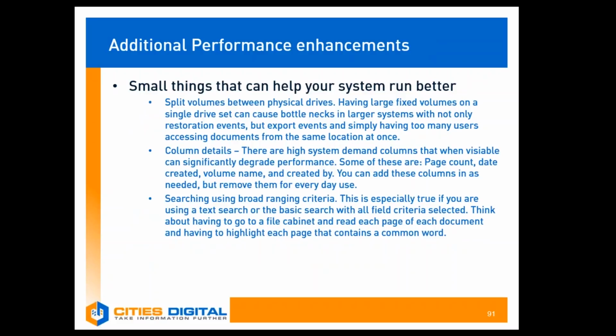All right, the small things that can help your system run better. You can split the volumes between physical drives. Having a large fixed volume on a single drive set can cause bottlenecks in larger systems, with not only restoration events, but export events and simply having too many users accessing documents from the same location at once. I don't want to get too deep into what volumes are, but you can consider them drive spaces, sort of like a C and D and E drive space where documents go.